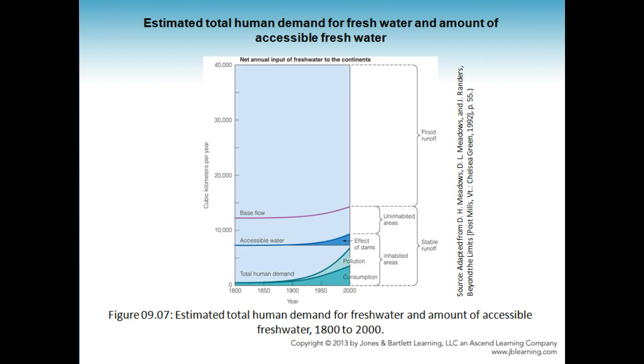Currently, total human demand is only met through dams and reservoirs, as depicted by this graph. Here's the inhabited area's demand, which is above that of available water, and here is the amount increased by use of dams and reservoirs, which meets exactly the inhabited areas. The area of water in the uninhabited areas, like forests or tundra, is up here. The rest is all runoff.